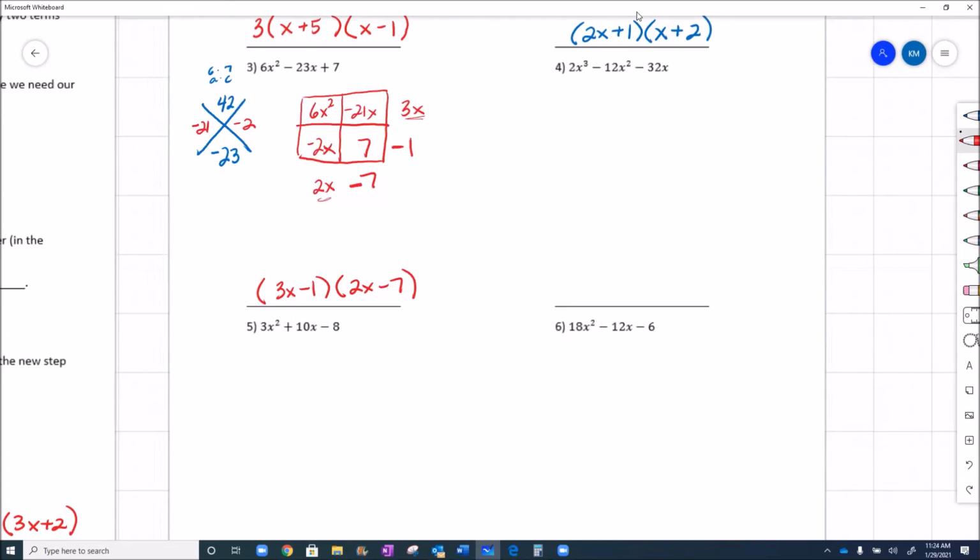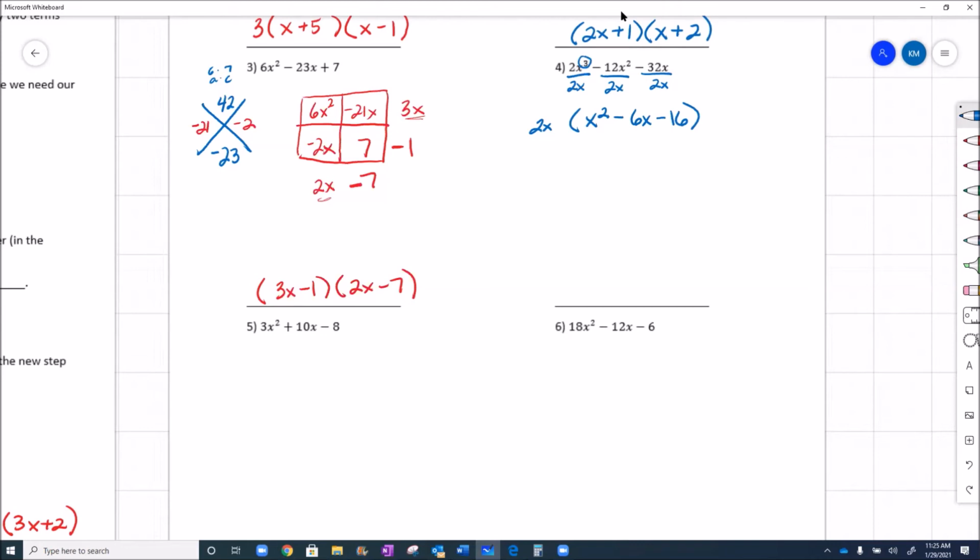All right, number 4, they give us a huge clue here because we see an x cubed. You might be like, I don't know how to do anything with x cubed. Well, x cubed is probably a sign that there's a GCF somewhere. I'm looking, and all of these numbers are even, and all of these terms have x. So I could factor out a 2x from each term here. I factor out 2x and leave the rest of my factor inside. 2x cubed divided by 2x is x squared. Negative 12x squared divided by 2x is negative 6x. Negative 32x divided by 2x is negative 16.